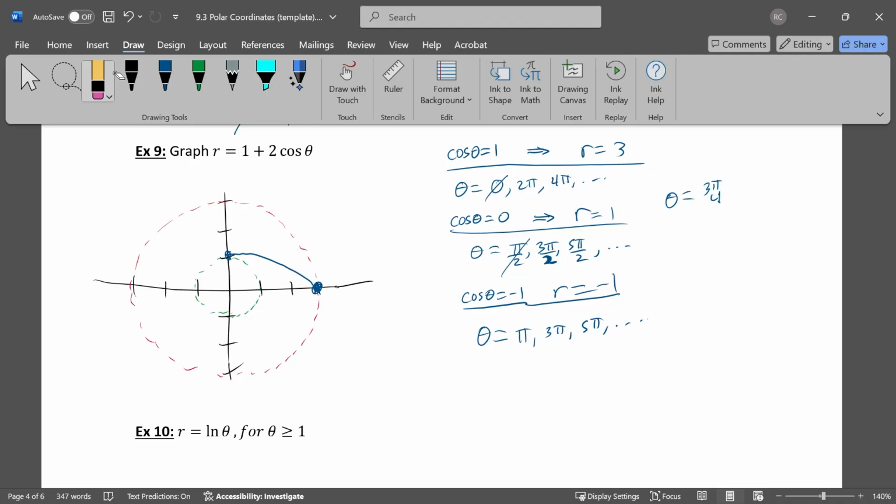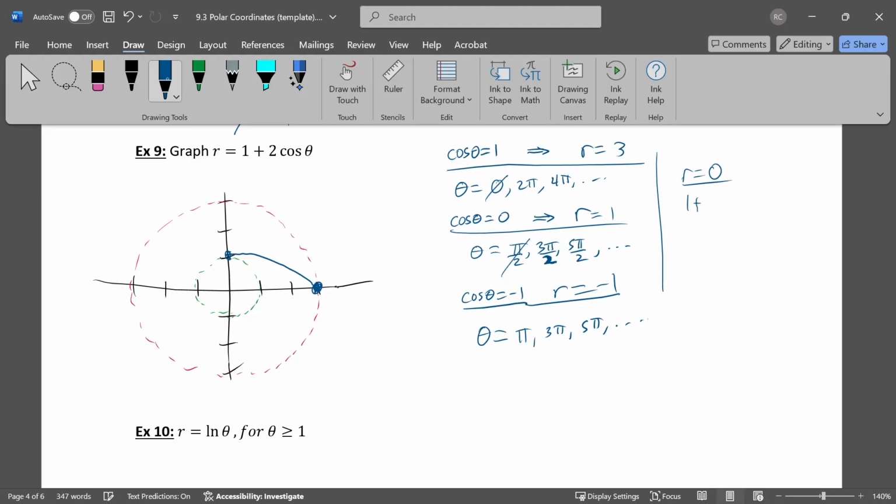Or I could be more specific. If you don't want to check theta is 3 pi over 4, you could say, well, when is r 0? Because if I know that it has to pass through 0 for some angle to become negative, that might be worth checking. So maybe I'll try that instead. Let's see when r is 0.